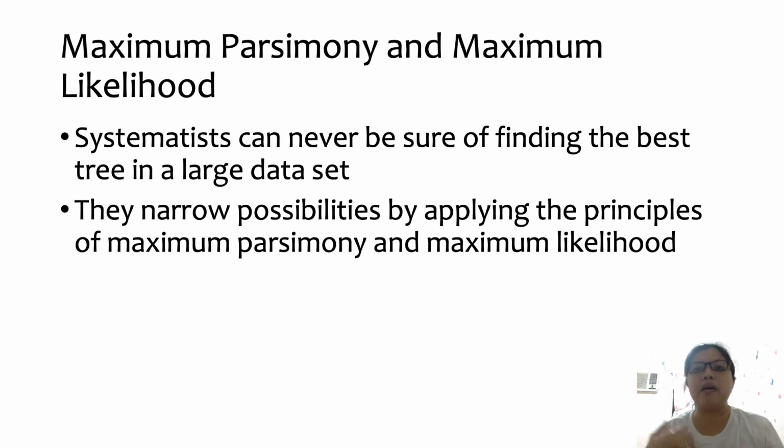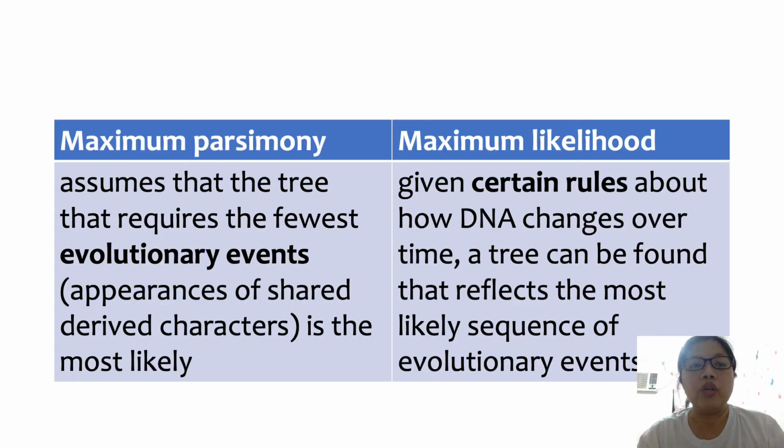So, kasi iba't ibang tree ang pwede mong i-create nga, no, depending on data. So, meron tayong dalawang way to test kung aling tree ang pinaka-best na gamitin. So, we have parsimony and the likelihood. When we say parsimony, we are looking at the evolutionary events. Ang theory kasi ng maximum parsimony, ang evolutionary events ay hindi madaling mangyari. So, it's not common to have evolutionary events.